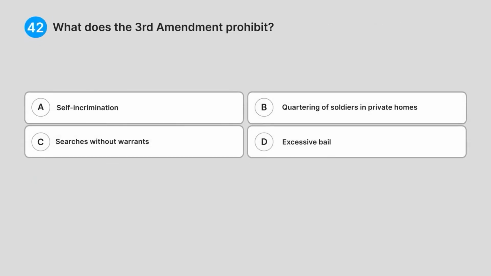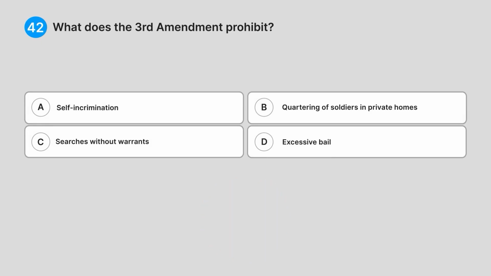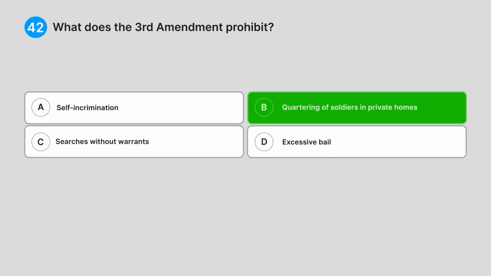42. What does the Third Amendment prohibit? A. Self-incrimination. B. Quartering of soldiers in private homes. C. Searches without warrants. D. Excessive bail. Can you guess the answer? Correct answer, B. Quartering of soldiers in private homes.